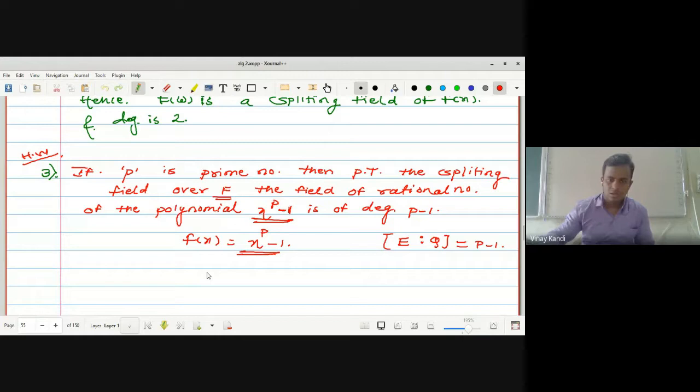Good morning to all. In the previous lecture, we've seen two examples, and this one is the third example for your homework. Have you solved it?